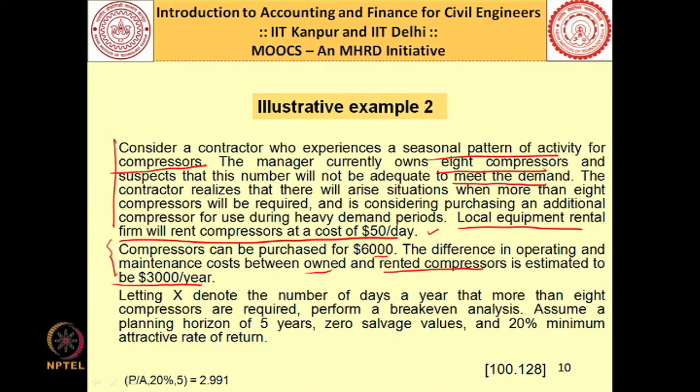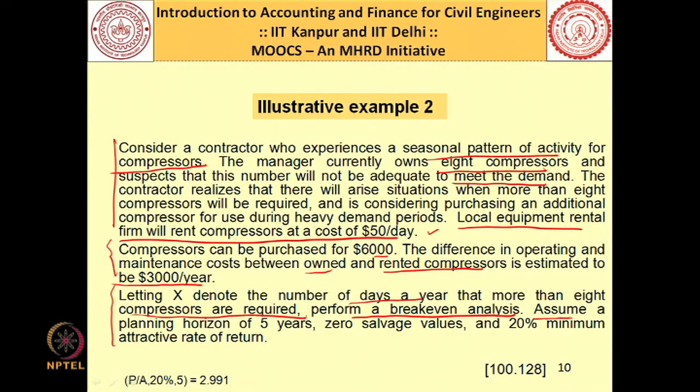So, that means between the owned and rented compressor, if you try to find the difference for operating and maintenance cost, you find it is $3,000 per year. Now, letting x denote the number of days a year that more than 8 compressors are required. So, suppose x is the number of days for which more than 8 compressors are required, we are supposed to perform a break even analysis. That means, we are supposed to find out for how many days in a year, if we are going to use more than 8 compressors, buying option would be preferred or renting option would be preferred.